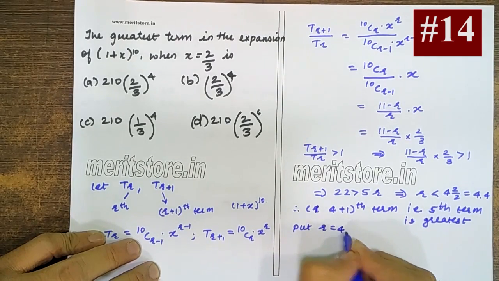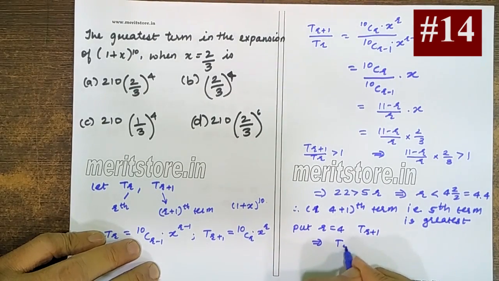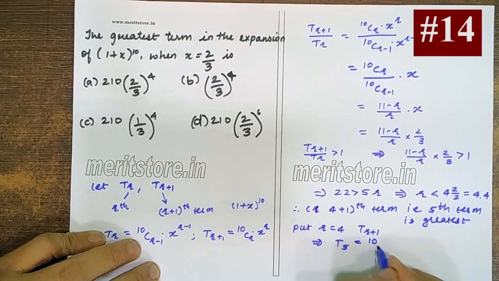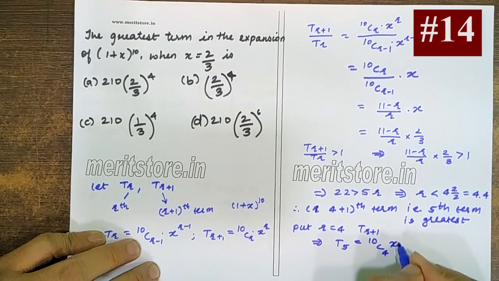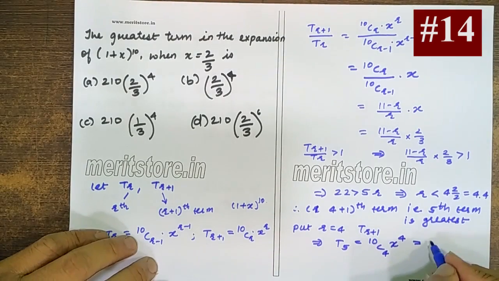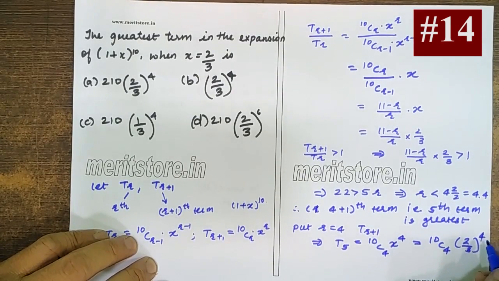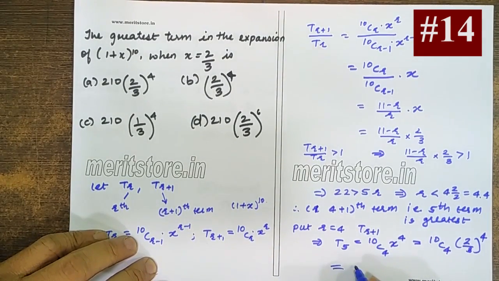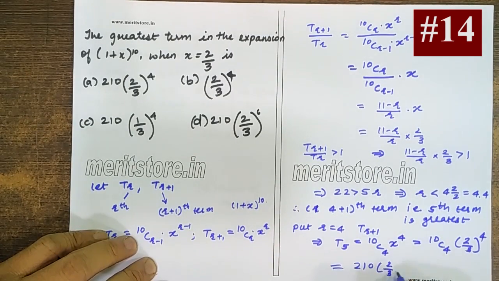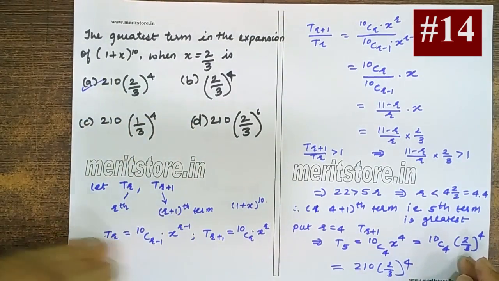Now putting r is equal to 4 in T(r+1), we will get T5 is equal to 10C4 x raised to 4, that is equal to 10C4, x is 2 by 3, so that is raised to 4. On simplifying, you will get 210 (2/3) raised to 4. So this is the greatest term, so A is the correct option.